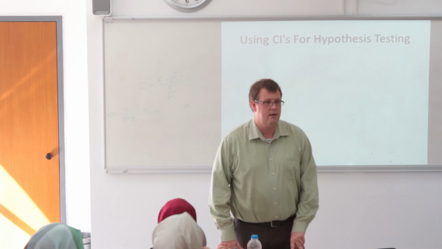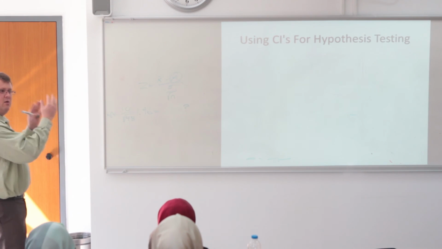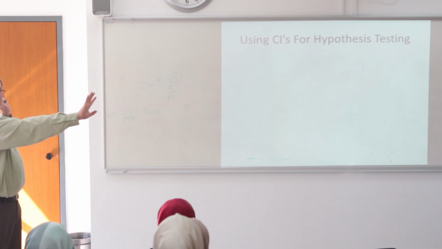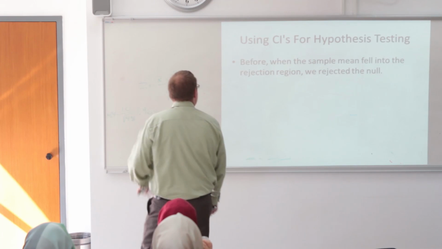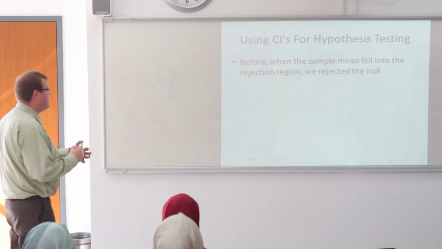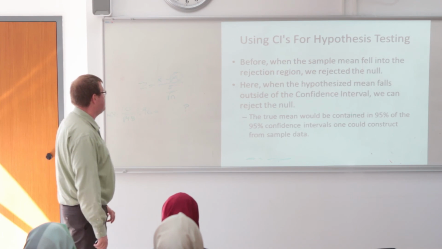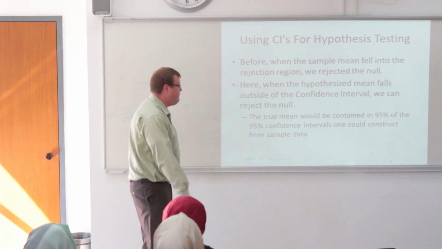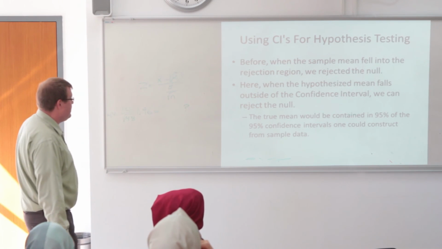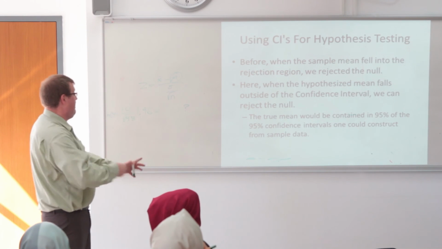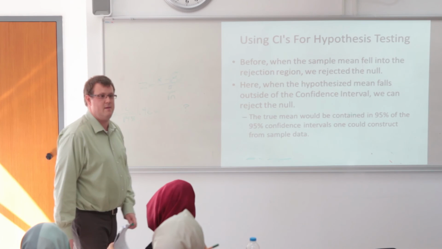According to the critical values, would we reject when it falls within or beyond? We're going to reject when it falls beyond the confidence interval. So before, when the sample mean fell into the rejection region, we rejected the null. Here, when the hypothesized mean falls outside of the confidence interval, we can reject the null. The true mean would be contained in 95% of the 95% confidence intervals that one can construct. Right? It's 19 times out of 20, right?